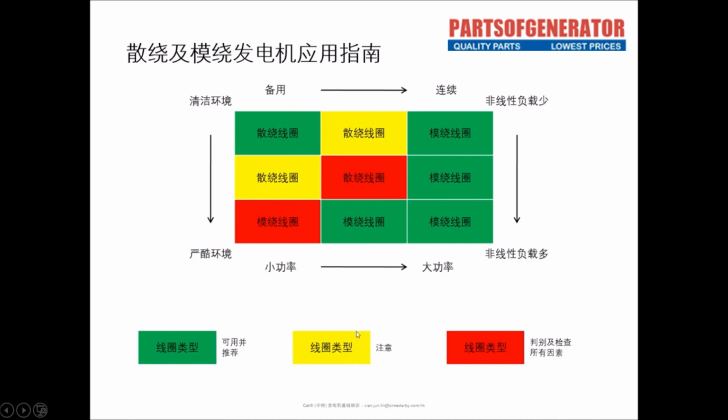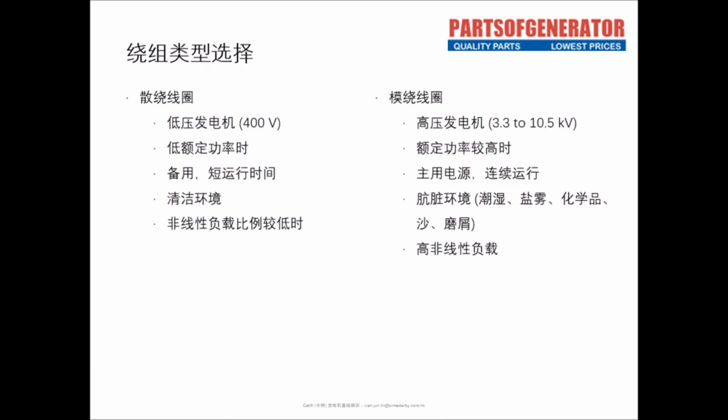According to these 4 principles, we have made such a picture. What does this picture mean? If it is green, it means it is recommended and available by us. The yellow mark means that it may be used, but we need to pay attention. Red means that it cannot be used. In that case, there will be problems in using it.